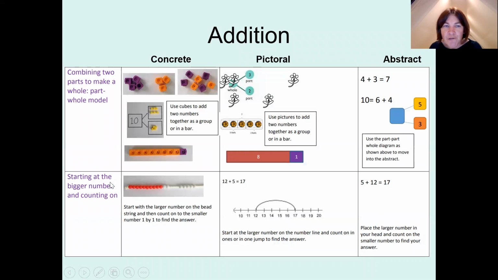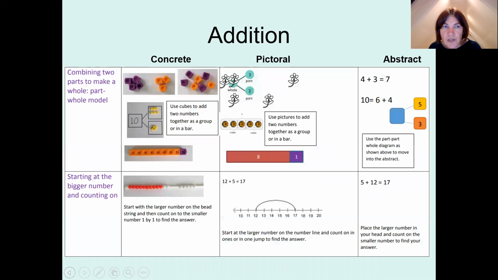So this comes from our calculation policy and just shows some of the main concepts of addition at Key Stage 1, reception and Key Stage 1, and then how we use apparatus, and then how we move to the pictorial and how we move to the abstract. So you can refer back to that.